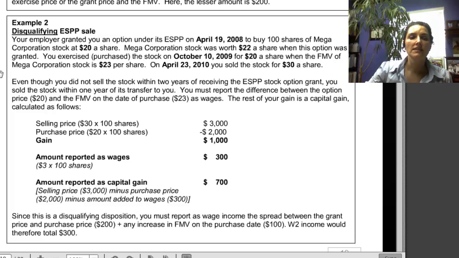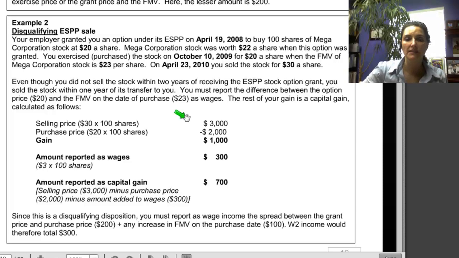Now, even though you did not sell the stock within 2 years of receiving the ESPP stock option grant, you sold the stock within 1 year of its transfer to you. You must report the difference between the option price of $20 and the fair market value on the date of purchase, $23, as wage income. And then the rest of your gain is a capital gain calculated as follows.